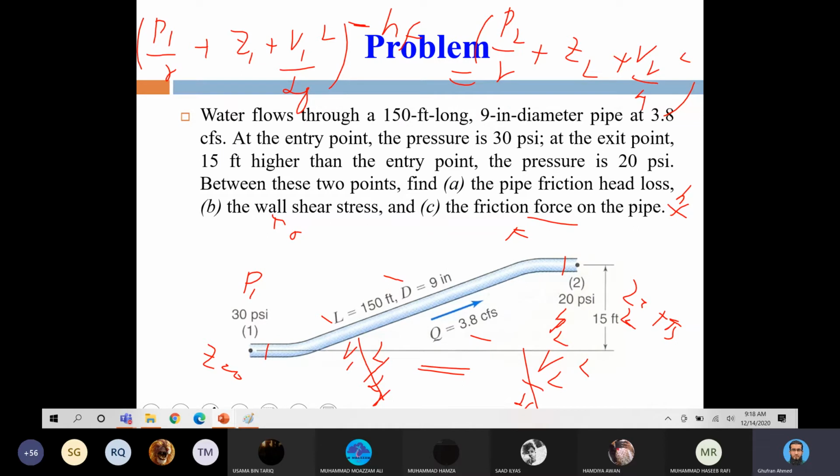So we have this pressure. P1 is also given, P2 is also given. Z1 is 0, Z2 is plus 15, these are also given. Cancel this or write it separately, and when you solve this, you will get the value of HF, which is the pipe friction head loss. The first part is done. After that, you just write the formula of HF, which is tau naught PL over gamma A. Tau naught PL over gamma A.